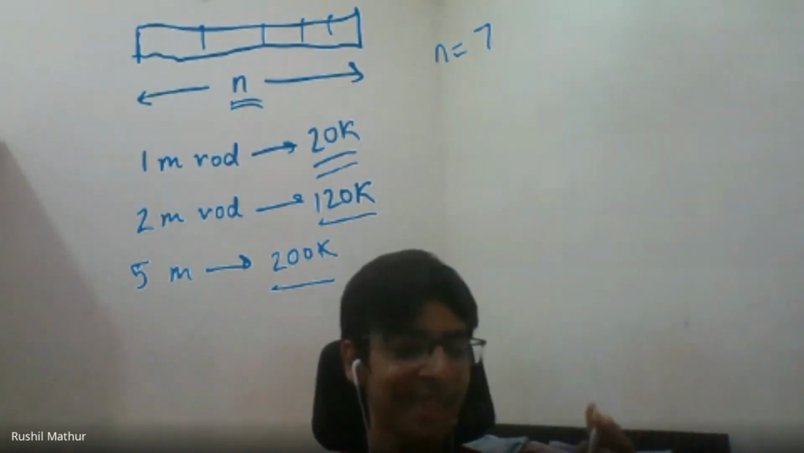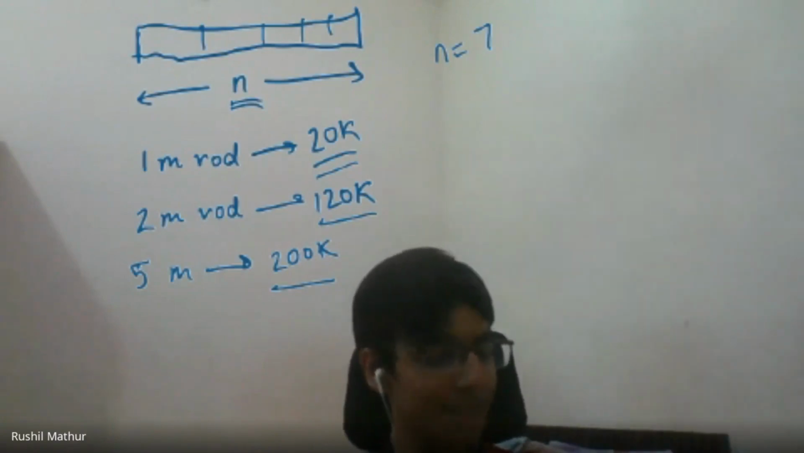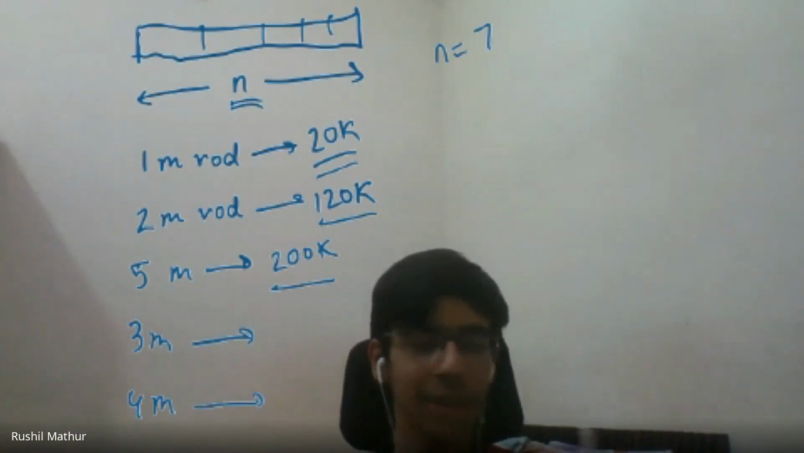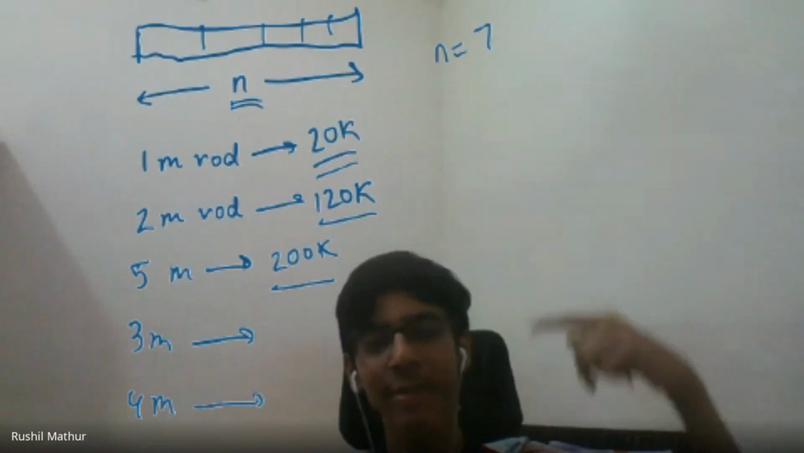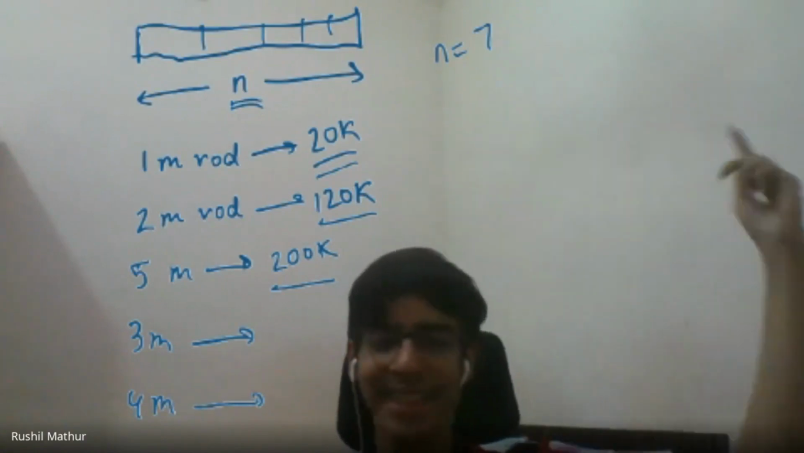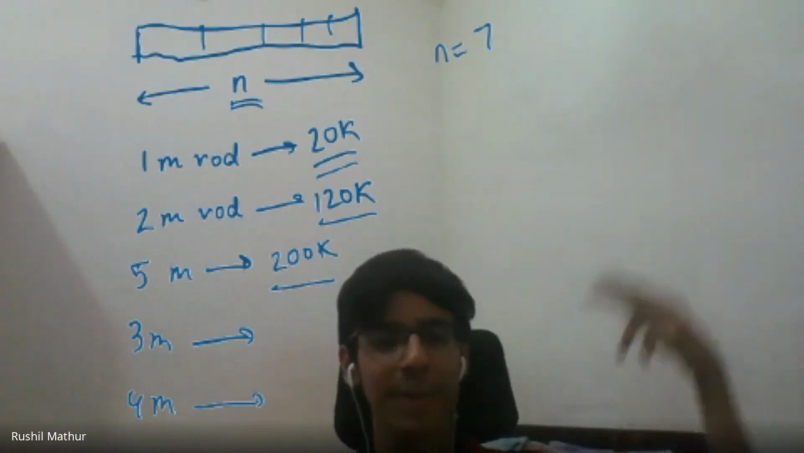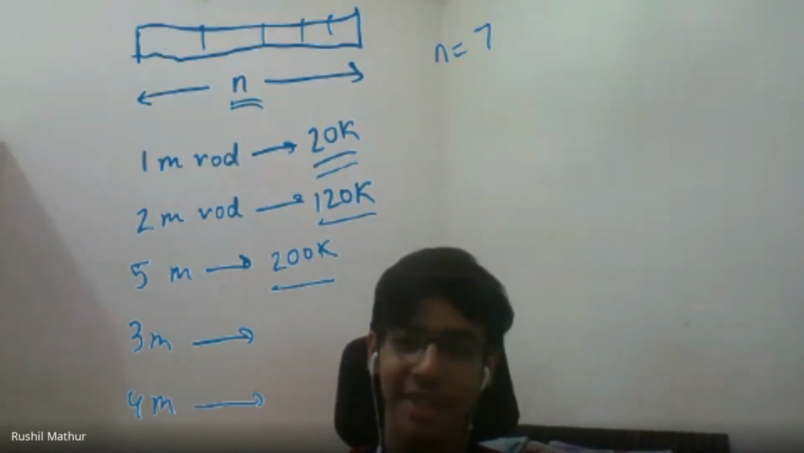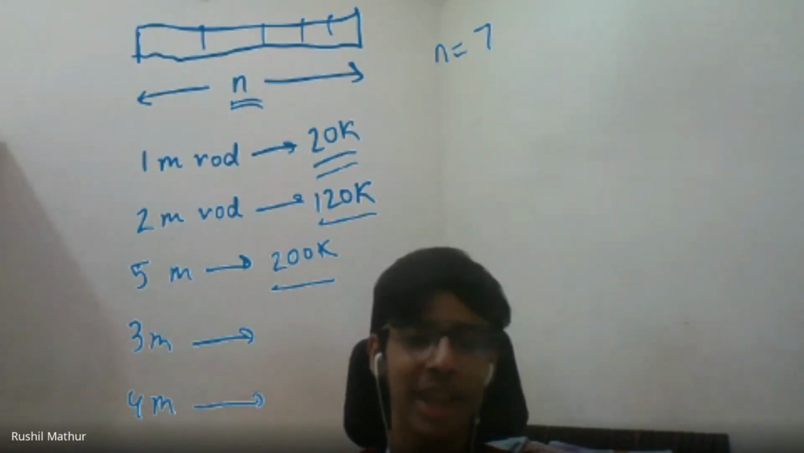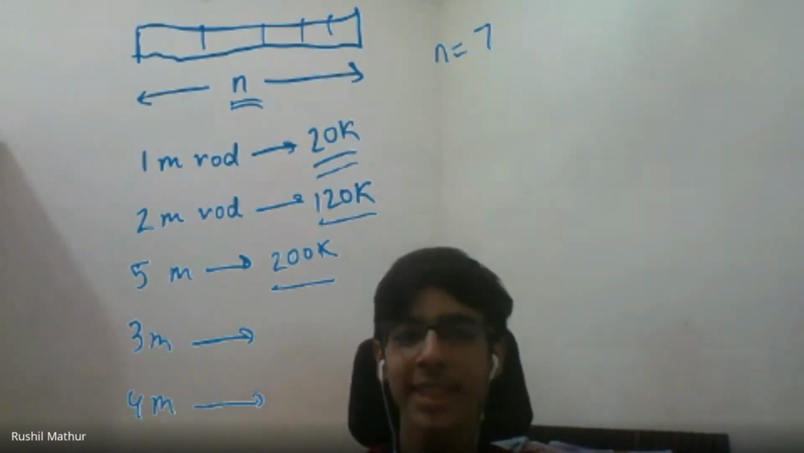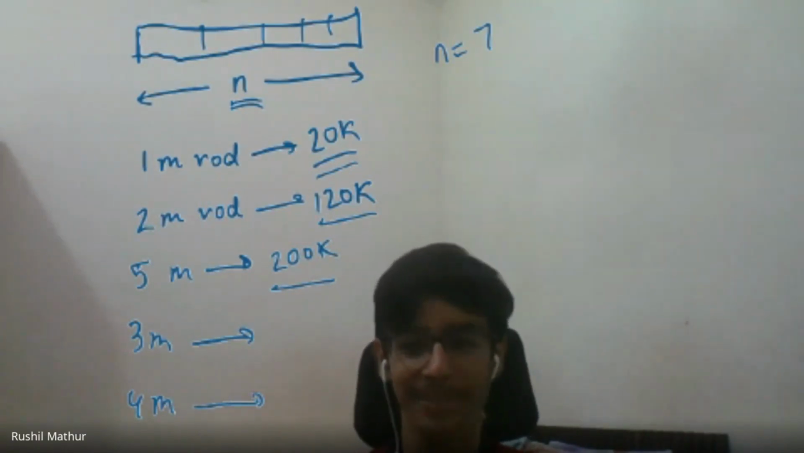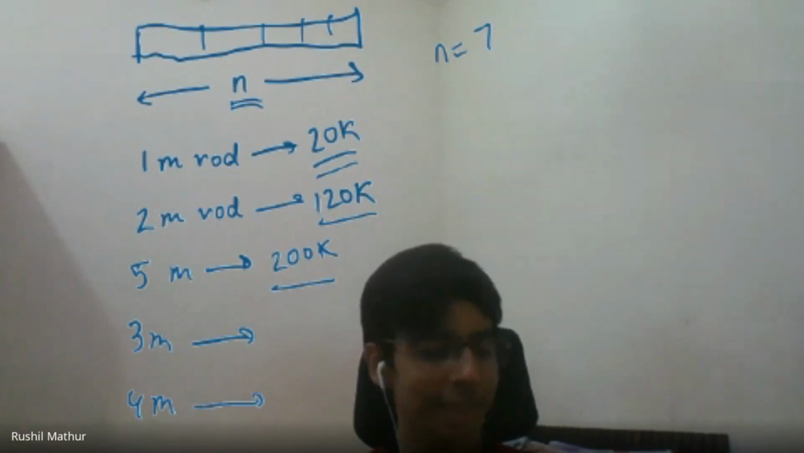So it's definitely not very obvious. What if you had a 3 meter and 4 meter here? Then you would have to check whether a 3 meter plus 4 meter is better, or a 5 plus 2 is better, or a 5 plus 1 is better, or just 7 ones is better, or 4 plus 2 plus 1 is better. You never know which one is the best thing to do. So you want to build an efficient algorithm which tells you what is the best value you can earn so that you don't lose out on any money. And we'll be using dynamic programming.